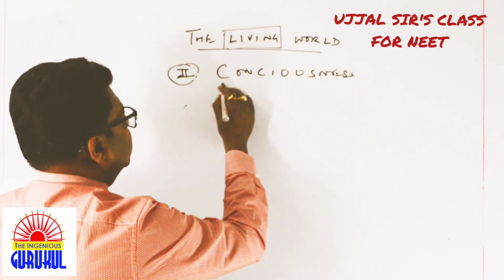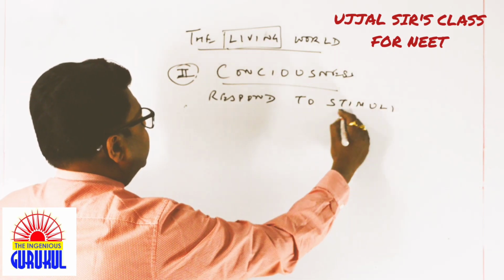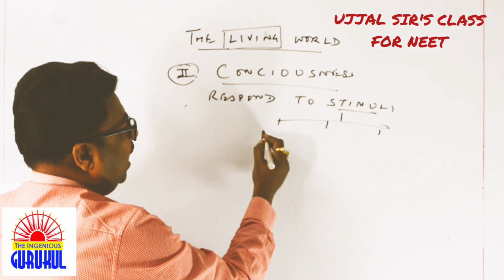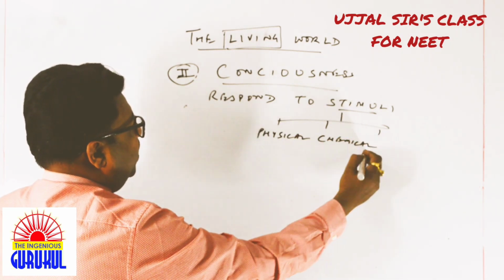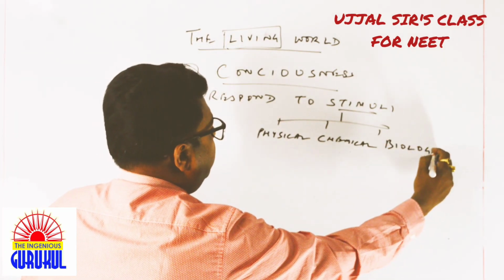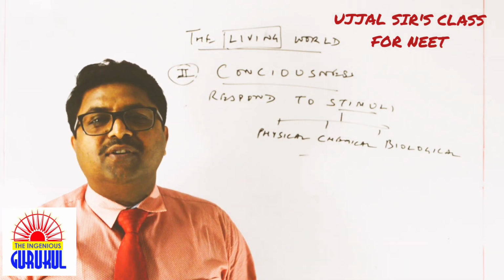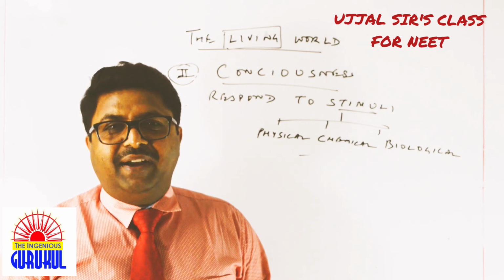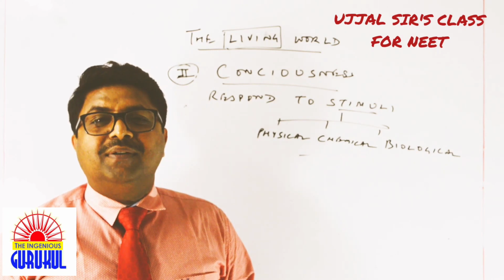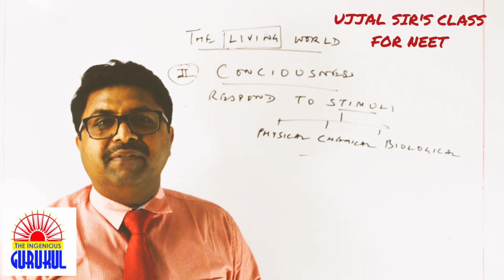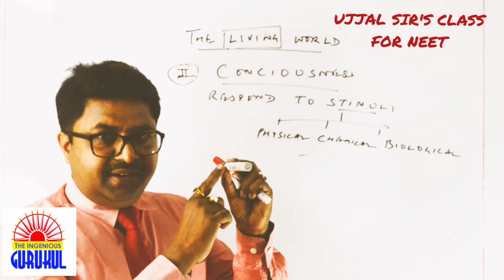So when we talk about consciousness, or responding to stimulus or stimuli, the stimuli can be physical, chemical or biological. If a living organism is going to respond to any such stimuli, then the living organism is definitely going to be called living. Fine. So it is also a main characteristic of being living, and definitely it's a defining property of being living: consciousness. If I touch this marker, it's not going to respond to me. So the marker is non-living.